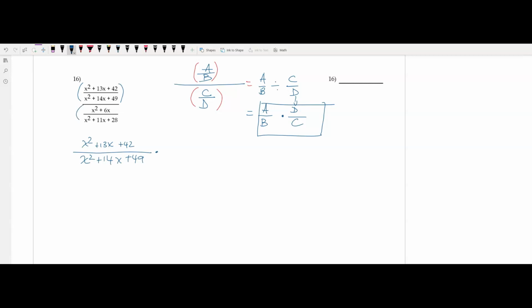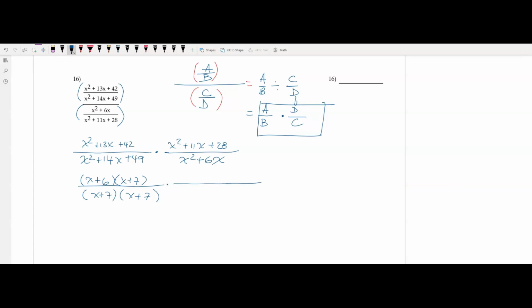the reciprocal of this here, which is x squared plus 11x plus 28 over x squared plus 6x. Okay, so we've done an example like that earlier. All we have to do is factor everything, and we get, for the first one, x times x. Factors of 42 where the sum is 13: 6 and 7, so plus 6 plus 7. The bottom one will be x plus 7 times x plus 7, right? 7 plus 7 is 14. 7 times 7, 49.